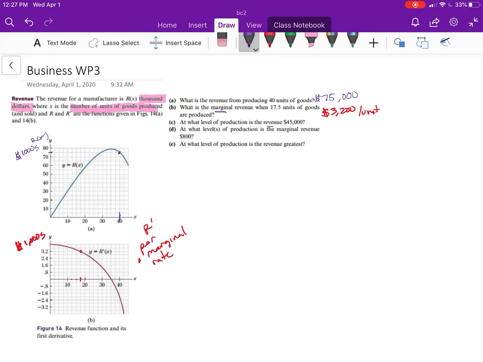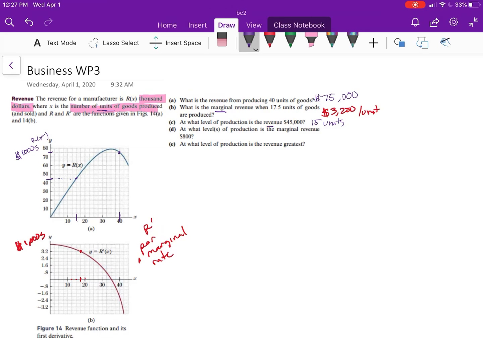At what level of production is the revenue $45,000? So now we're just looking at simply revenue, back to the first graph, and it's going backwards. So 45,000 is here, tracing that over here. So right in the middle there, so it's when 15 units of goods are produced and sold. Now we don't know what a unit is. It could be 1, it could be 1,000, it could be 1,000,000. I don't even know what they're producing here. It's very generic, but 15 units, whatever that is.